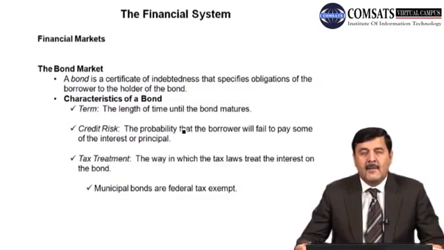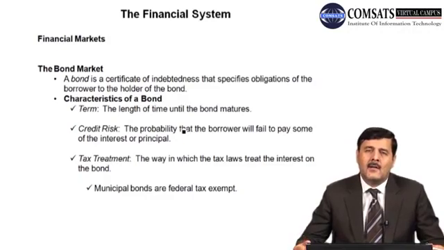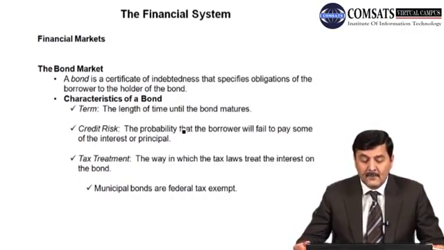Now what are the characteristics of a bond? Term: normally the length of time until the bond matures is known as the term of a bond, right? Short run bonds are for 3 months, 6 months, and for the long run bonds the time period for maturity is almost about 20 years.